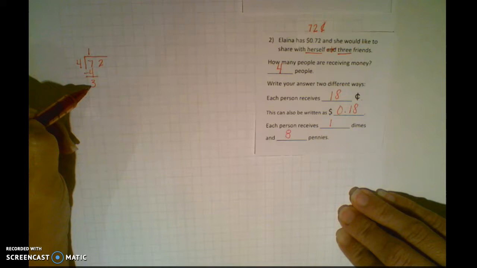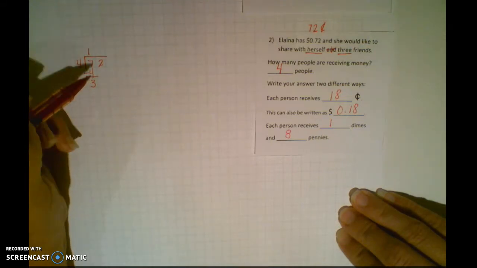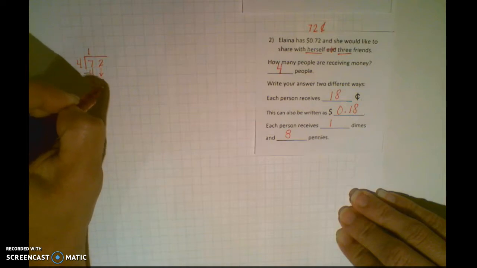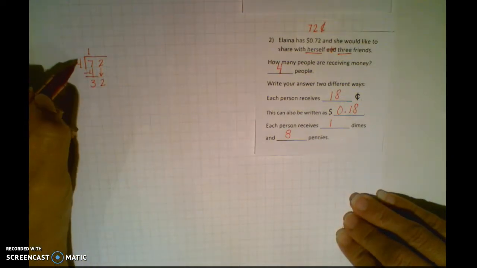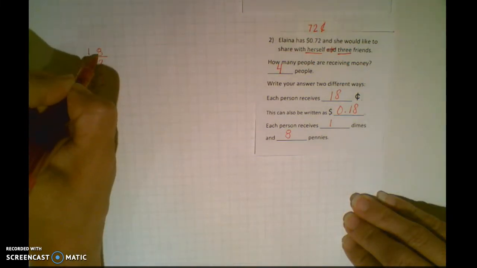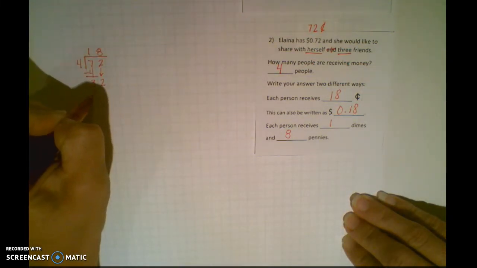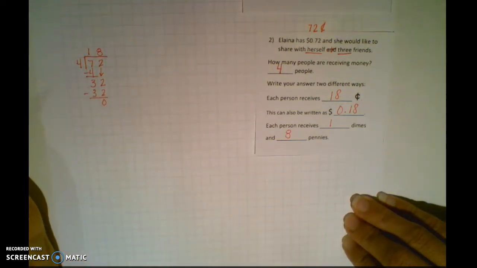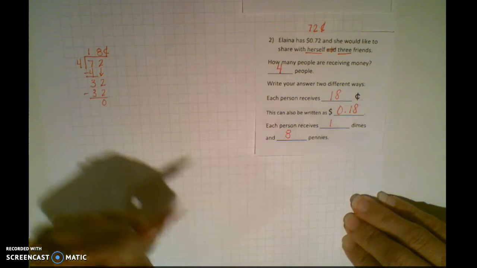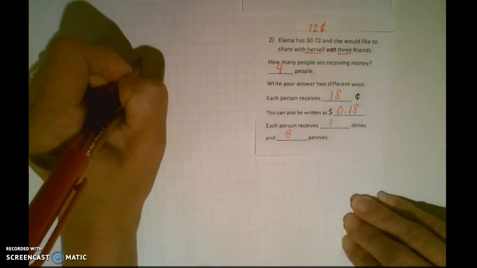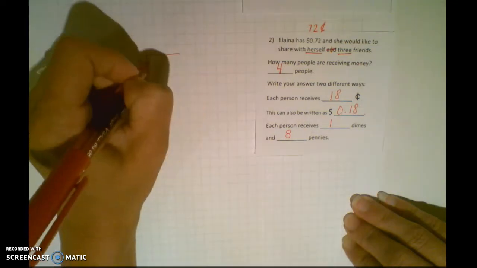We couldn't divide those 3, so we had to split them into pennies. And when we traded those out for pennies, we ended up having 32 pennies. And 4 goes into 32 8 times. 8 times 4 is 32. When I subtract, I get 0 as my remainder. So 18 cents. But let's look at that if I were to write it using a decimal.